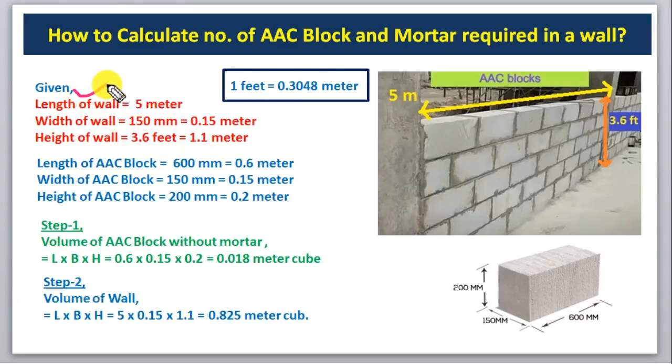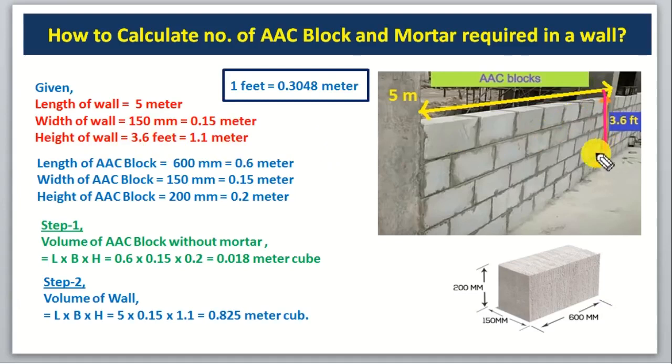So first of all, the given length of the wall is 5 meter, and the width of the wall is 150 mm, which is the width of the block. The width of the wall is the same as the width of the block because we have only used one block in each line. I have converted 150 mm into meter. We know that 1 meter equals 1000 mm, so we divide by 1000 to get 0.15 meter.